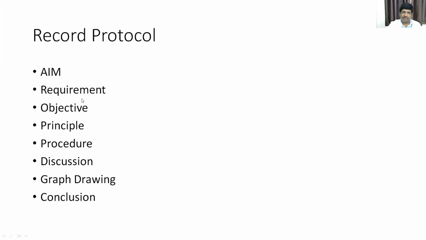Objective, what you are going to study. Then principle of the experiment. Then procedure, what you need to do. That is a short procedure; usually the teachers will tell you what to write.